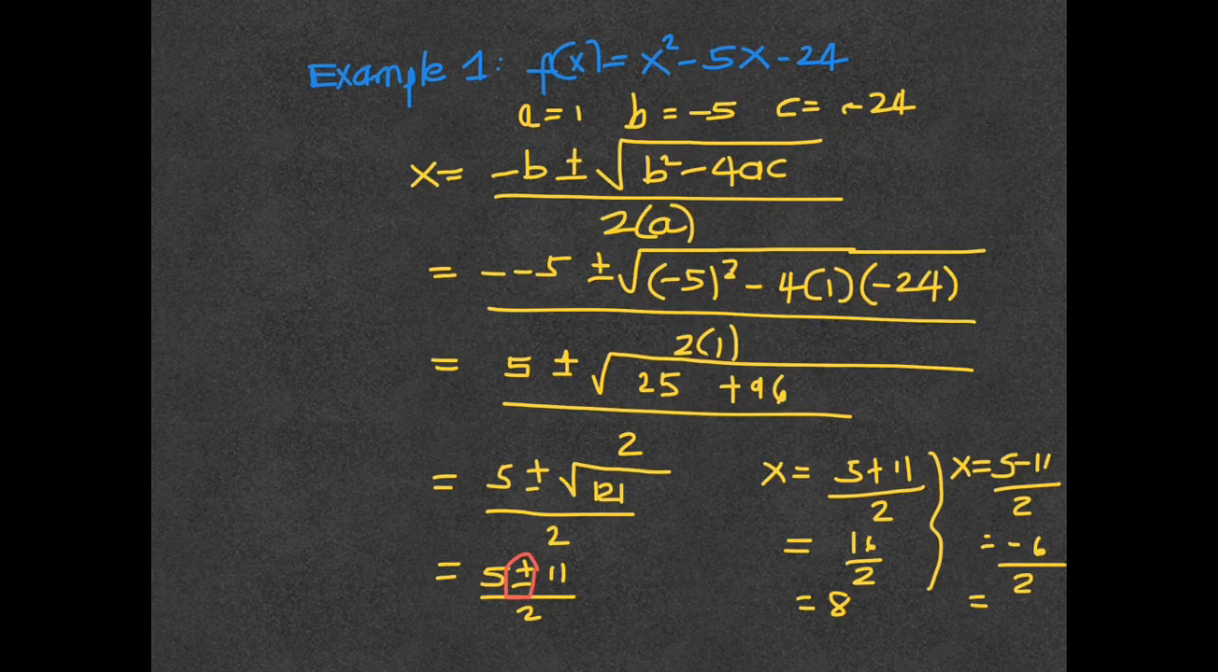The answer is negative 3. So there are two x values in this example: x equals positive 8 and x equals negative 3. Take note that what is inside the square root sign, which is also called your discriminant, is positive 121. So it tells you that the function has two distinct real solutions, and the solutions are x equals 8 or x equals negative 3. So you can put your solution inside a bracket.